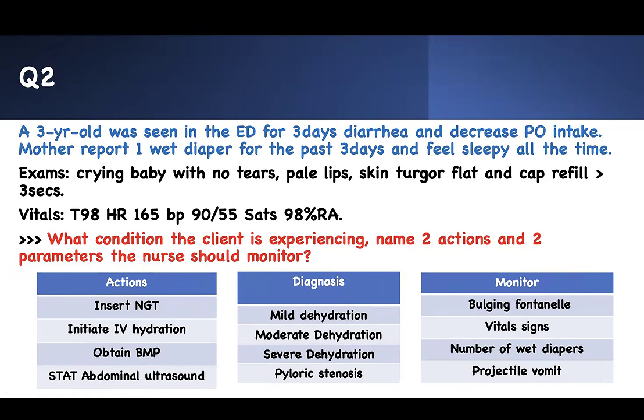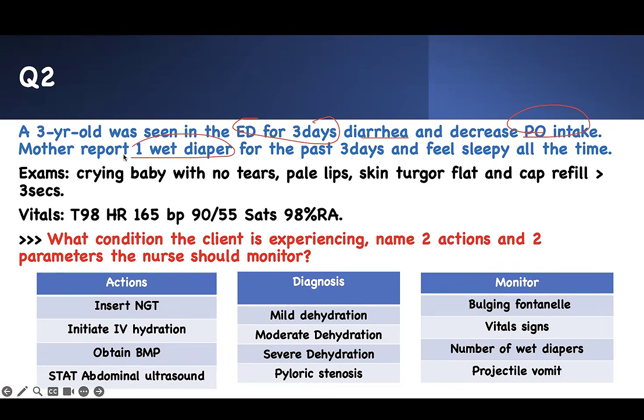Let's read the question. We're going for the buzzword and we're going to use common sense. A 3-year-old, I've given you the age. Fine. What is the problem? Was seen in the emergency room for 3 days of diarrhea. I know at the back of my mind, the first sentence should give away the case. 3 days of diarrhea means I'm going to get dehydrated. Decreased oral intake. I'm going to get dehydrated.